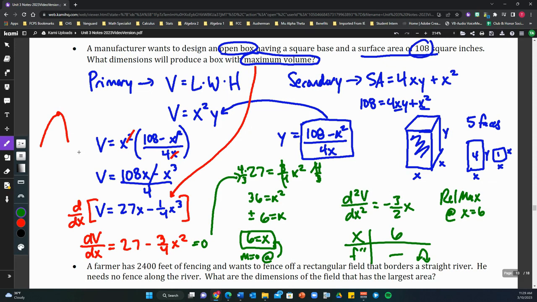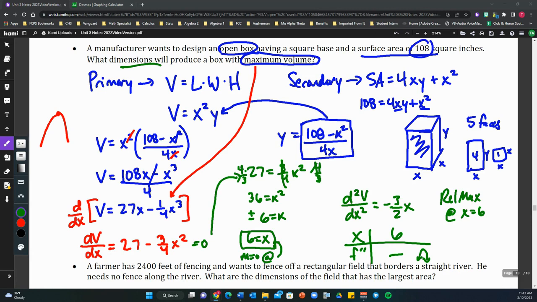But remember, the problem is not just asking for one dimension. We want to know all the dimensions of the box. So we have the x-coordinate. Now we need to go back to our secondary equation. This will always be kind of a full circle thing, where we use this equation to start the problem, and then we come back to it at the very end.